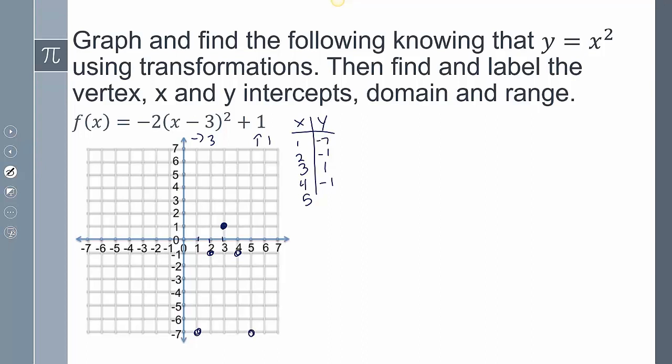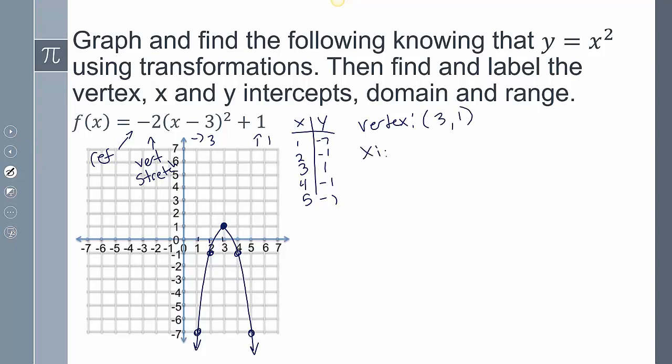So these are going to be negative 7. Notice my parabola looks a little narrow. That's because we have a vertical stretch. And it also goes upside down because we have a reflection. So you see how it all comes back together. Now, finding and labeling all that information, my vertex is going to be (3, 1).